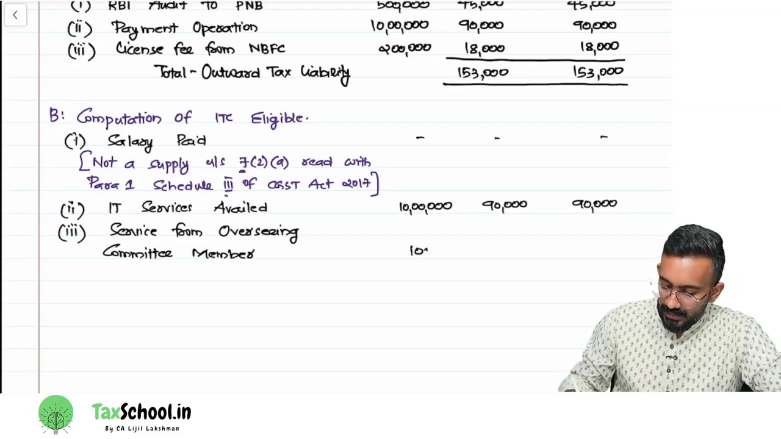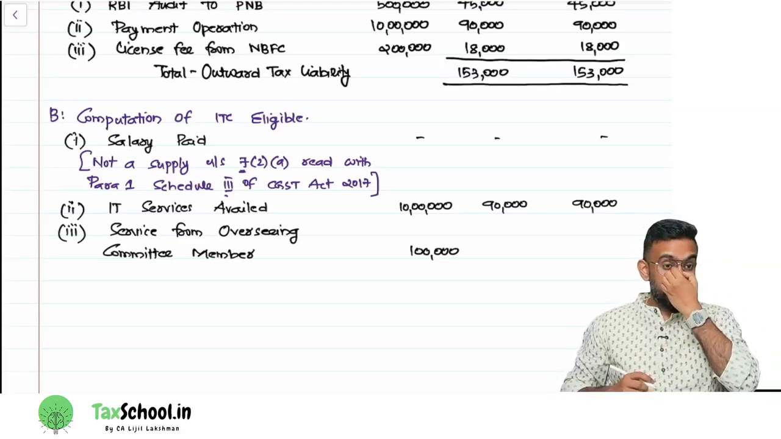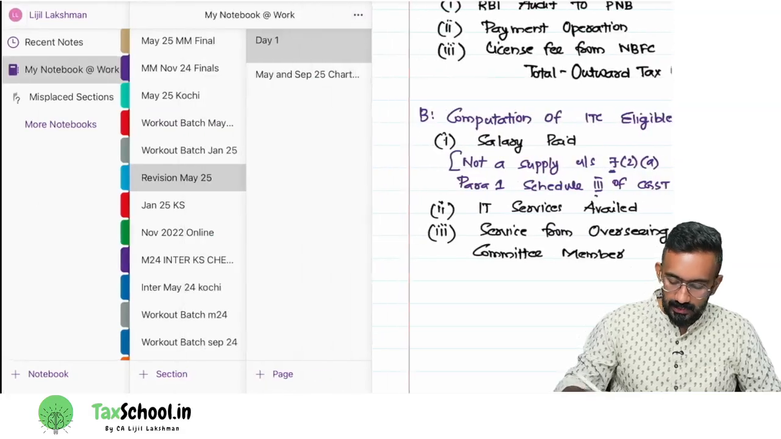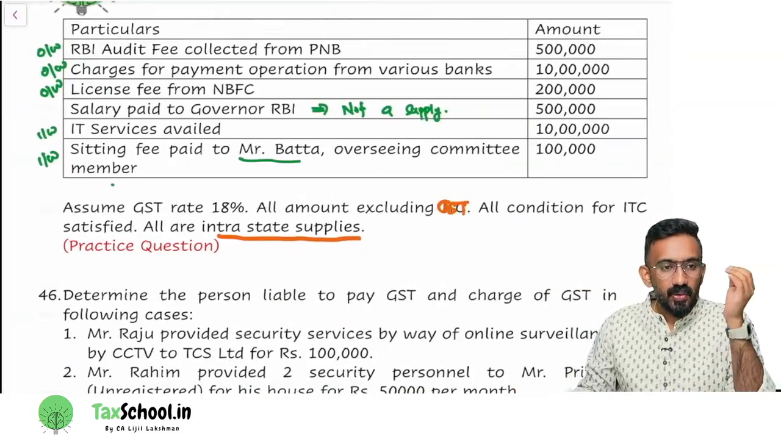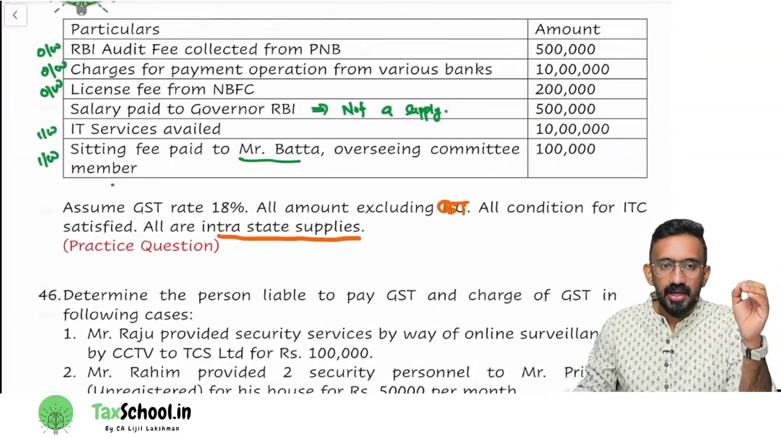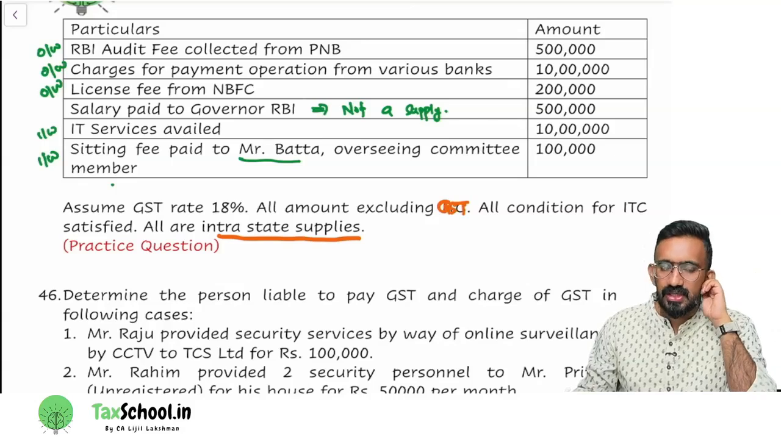Value is 1 lakh. Now you have to be very careful in this understanding. Let's go back to the question and then see it once again. See, there is 1 lakh rupees that is paid by RBI to overseeing committee member. Whether they will pay GST also to overseeing committee member? No.